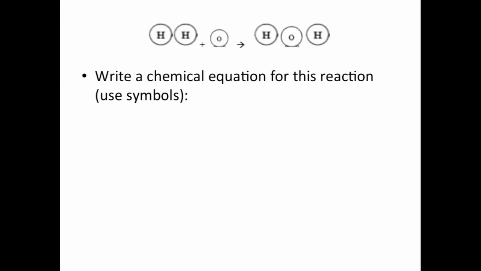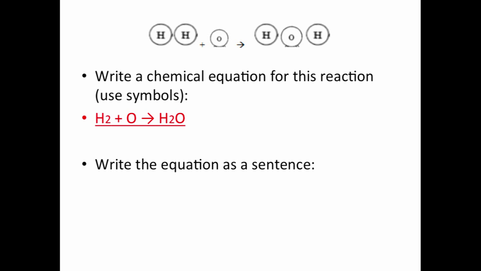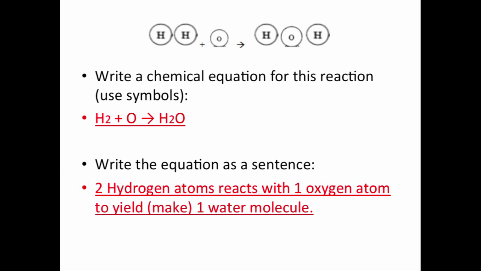So write the chemical equation for this reaction using the symbols. So it would be H2, because you have two hydrogen atoms connected, plus O yields H2O. So if you were going to write this equation as a sentence, it would be two hydrogen atoms react with one oxygen atom to yield or make one water molecule. As you can see, this is a lot more to write, and that is why scientists use the chemical formulas and the symbols. It's faster, and scientists are lazy.